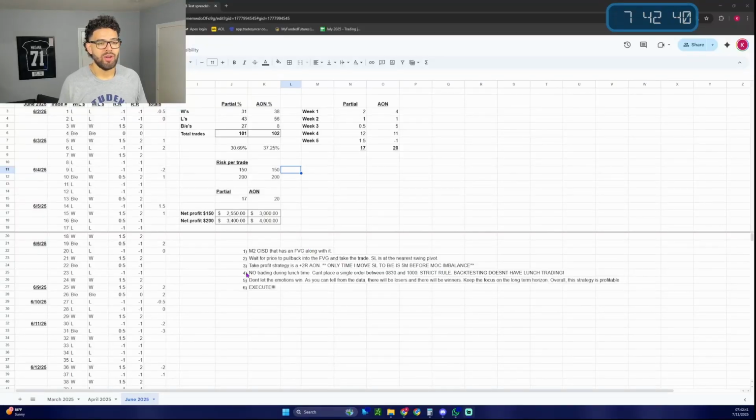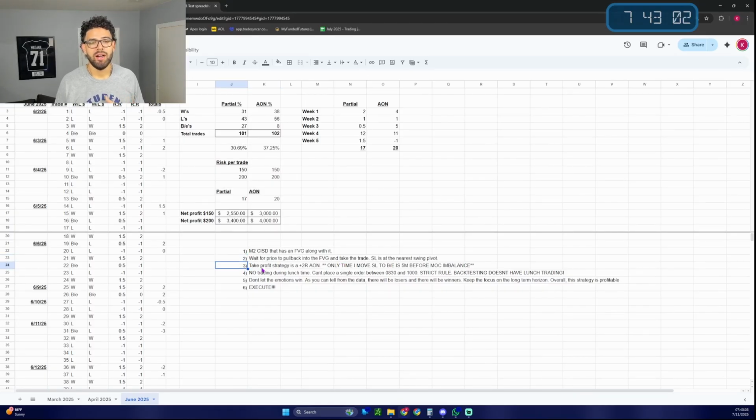All right, guys, so here we are on the spreadsheet. I wanted to show you guys the rules. Pretty clear and simple, basically similar to what I showed on the last video. Rule number 1, the most important rule: an M2 change in the state of delivery that has a fair value gap along with it. Number 2, wait for price to pull back into that fair value gap and take the trade. Stop loss will be at the swing pivot.